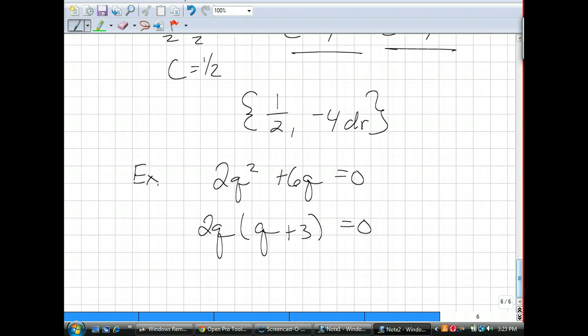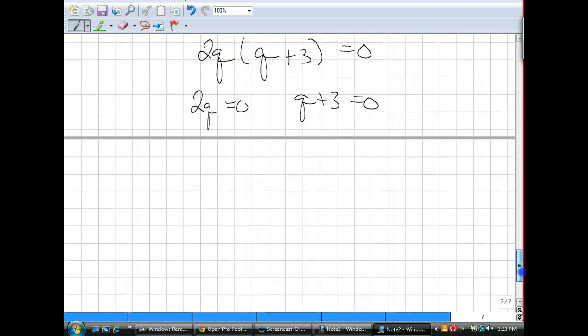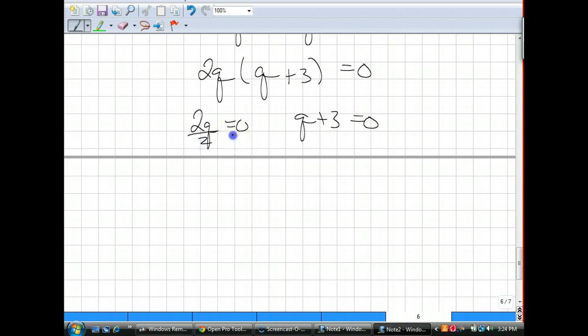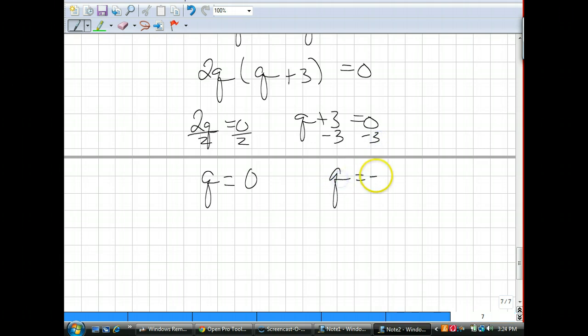Then I can't factor any further, so then I take each factor and set it equal to 0. Divide both sides by 2 here. Q equals 0. Subtract 3. Q equals negative 3. So my solutions are 0 and negative 3.